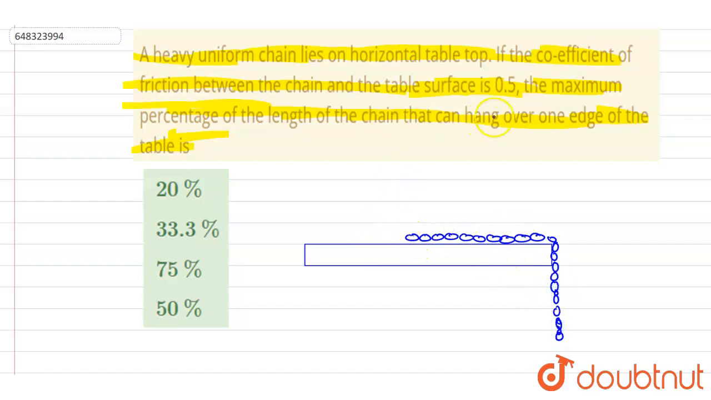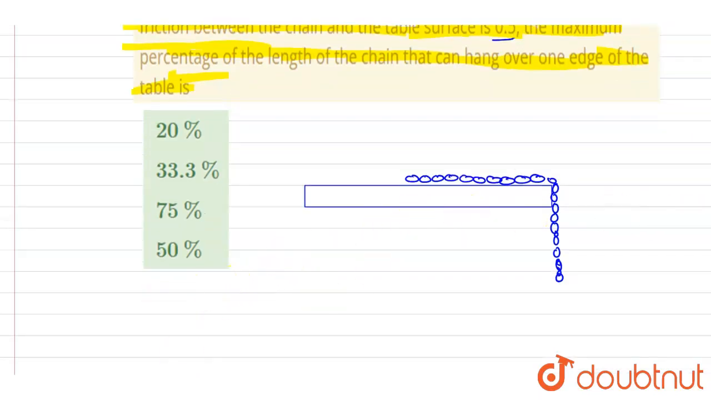So if you see here, the friction coefficient is given, it is 0.5. So let's say the hanging part has length x and this part has length L minus x. So if I write down the force equation, the net force on this chain along the chain should be 0.